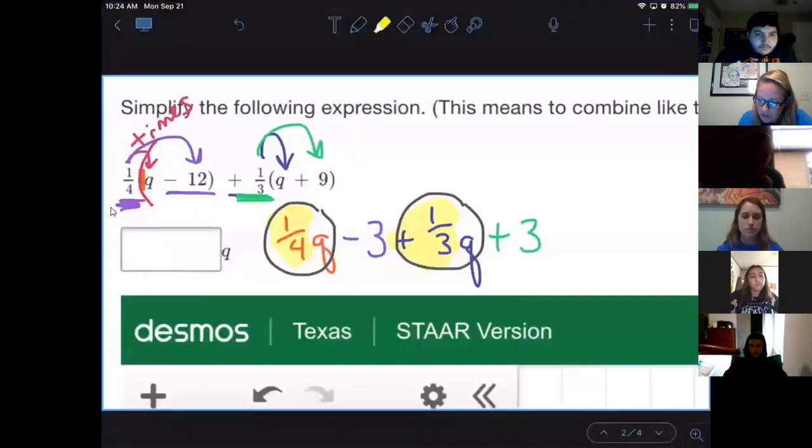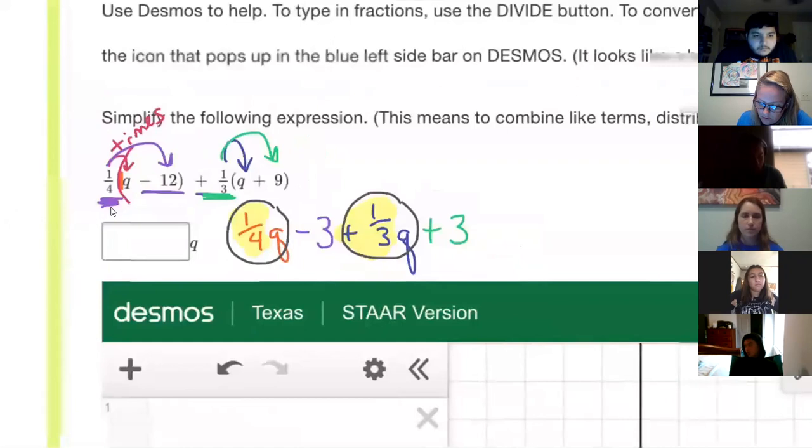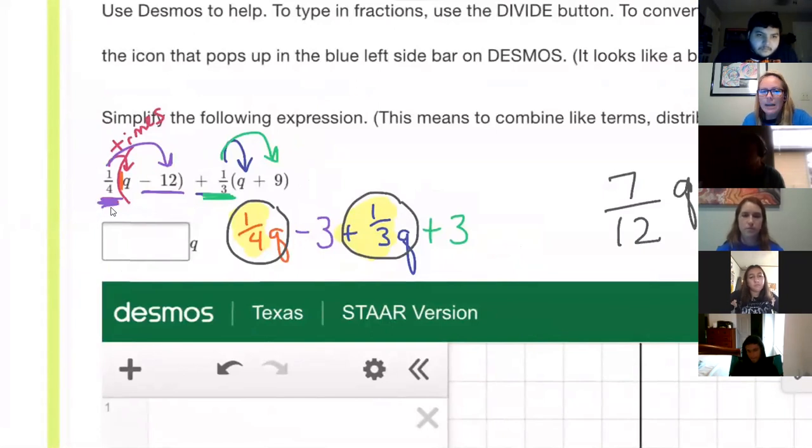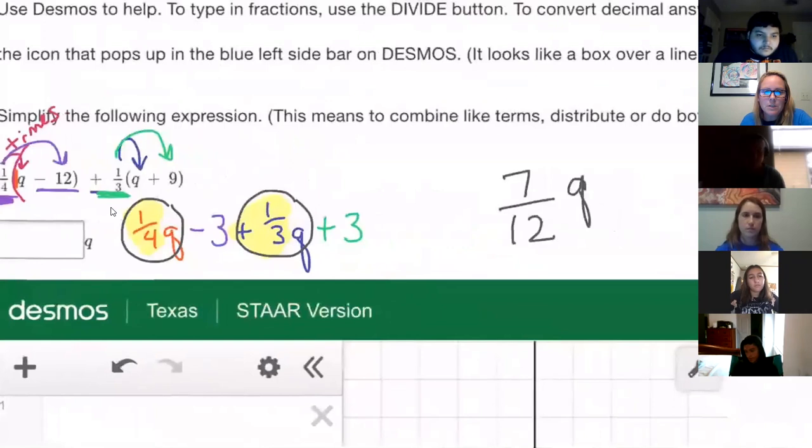So we're going to change that to 7/12 q, and I'm going to write it out here to the side. When you write that q, it needs to be either on the top or in the middle. Either place is fine. At the bottom is not okay. That means something totally different.